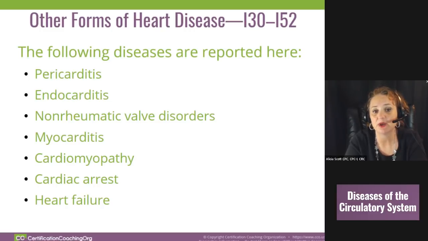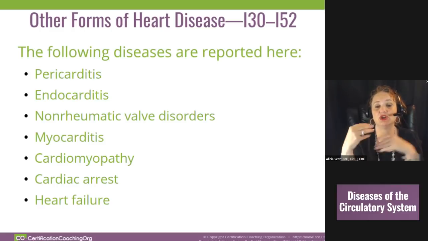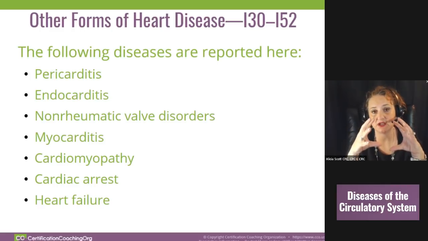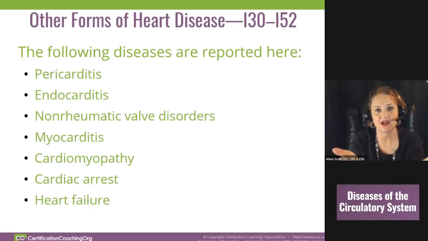So pericarditis. Remember that I told you that we need to know the names of the anatomy of the heart inside and out. When we say peri, that means around. The carditis, or itis, is inflammation. So around the heart itself is inflamed all around the heart. Endocarditis is the inside lining of the heart is inflamed and irritated.